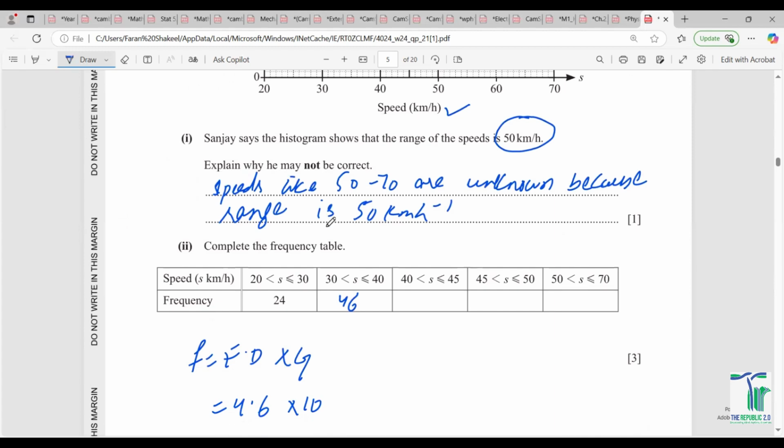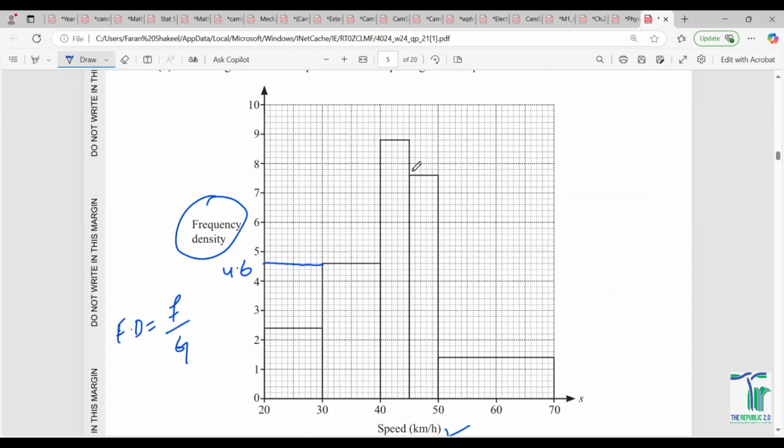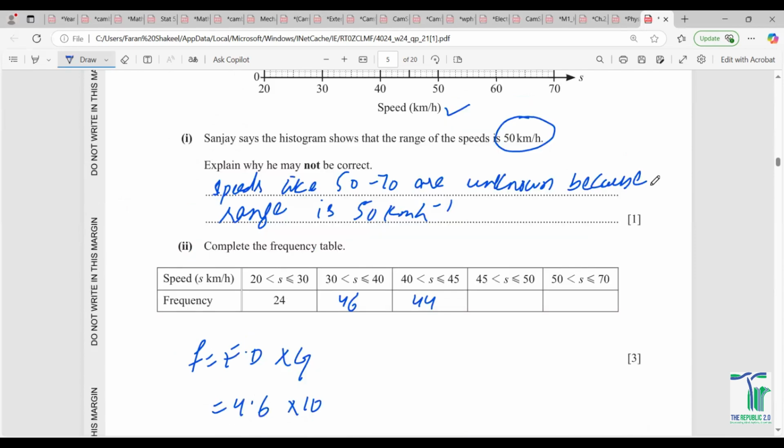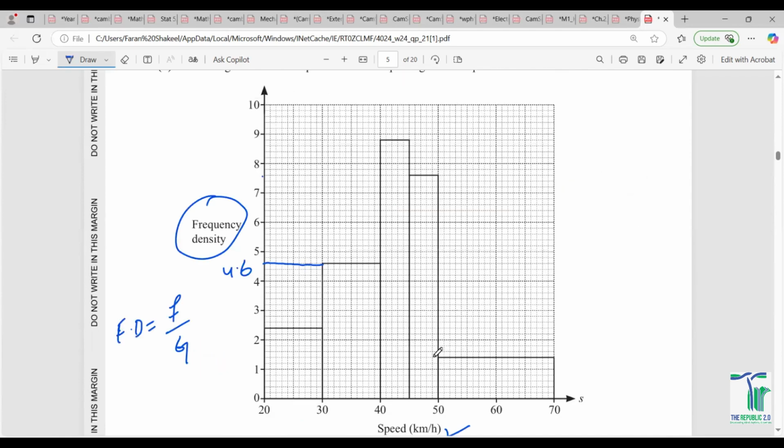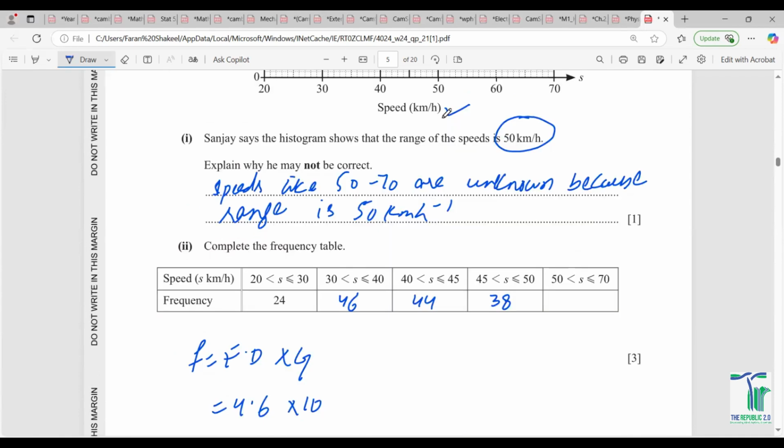44 होगा, 45 से 50 का गैप भी 5 है, and the frequency is something like 7.6। So 7.6 times 5, अगर आप देखें तो that becomes like 38। इसी तरीके से 50 to 70 का गैप 20 है, और आपके पास फ्रिक्वेंसी है तकरीबन 1.6, सो 20 times 1.6 and you would have 32। So these are the frequencies and these are the speeds। So that is how we need to complete the table.